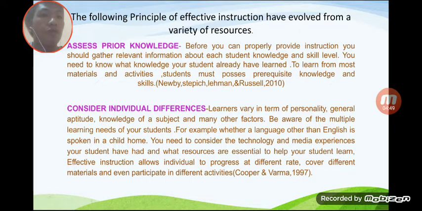Learners vary in terms of personality, general aptitude, knowledge of subject, and many other factors. Be aware of the multiple learning needs of your students. For example, whether a language other than English is spoken in a child's home, you need to consider the technology and the media experiences your students have had and what resources are essential to help your students learn. Effective instruction allows individuals to progress at a different rate, cover different materials, and even participate in different activities.